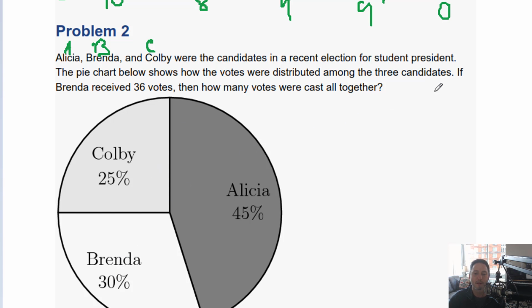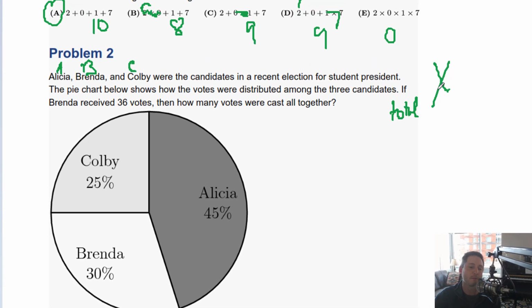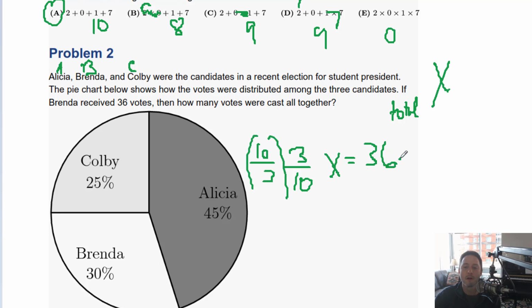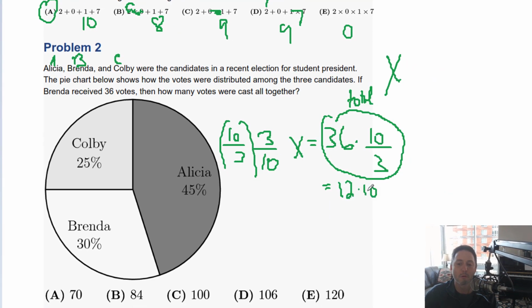So 30%. Let's see, we have X total votes. Just one equation. 3/10 of X equals 36. We multiply both sides by 10/3, right? The reciprocal of the coefficient of X. We multiply 36 by 10/3. This is why you've got to be really fast at simplifying, factoring, and everything else, is all math is. 36 divided by 3 equals 12 times 10. 120. There are 120 votes altogether.